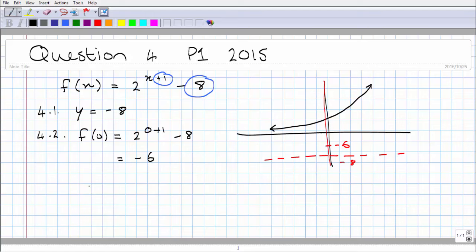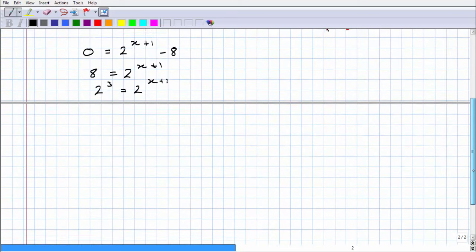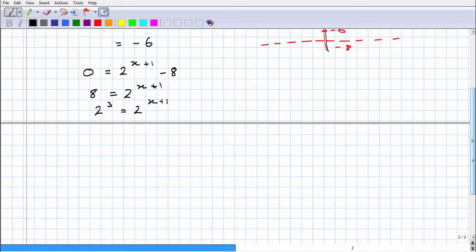And what about when f of x itself is 0, and we solve for x: 2 to the power of x plus 1, minus 8 equals 0. Take the 8 across and you get 8 equals 2 to the power of x plus 1. Obviously 8 is the same as saying 2 to the power of 3. And with 2 to the power of 3, we can simply drop the bases because the bases are now the same. So 3 equals x plus 1, and x equals 2.